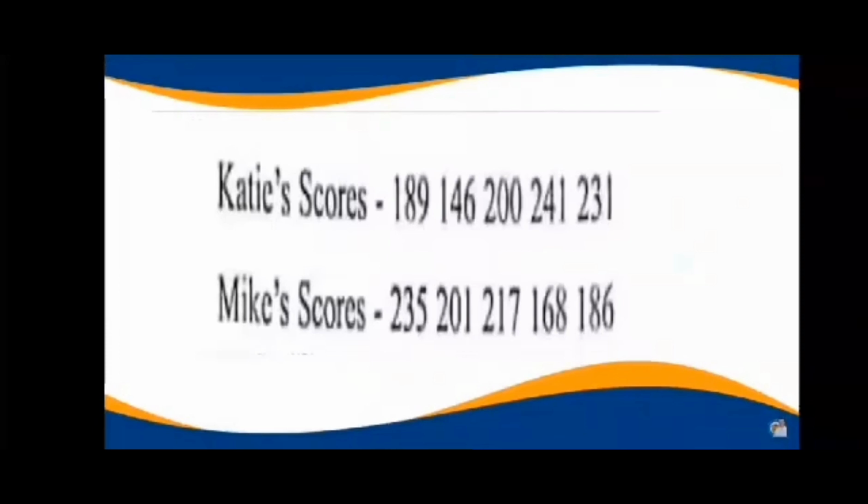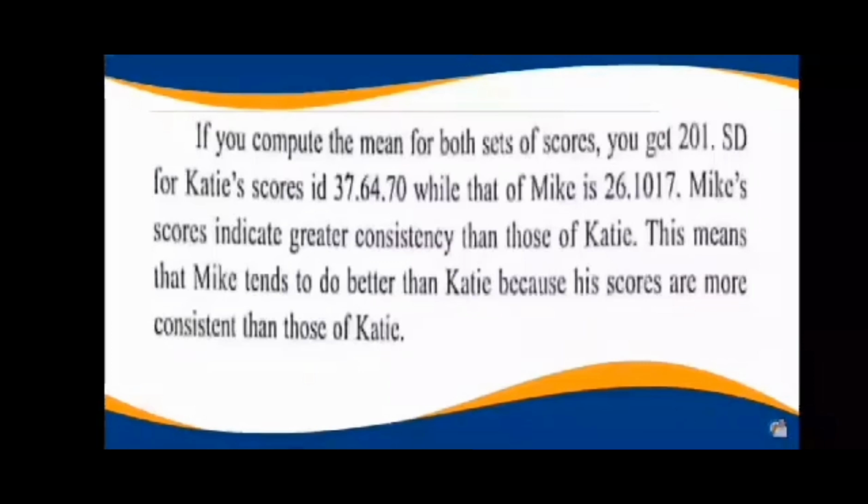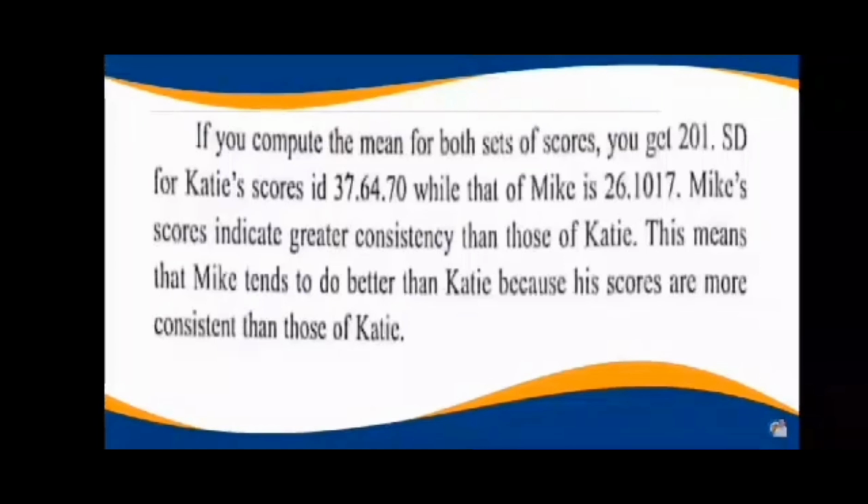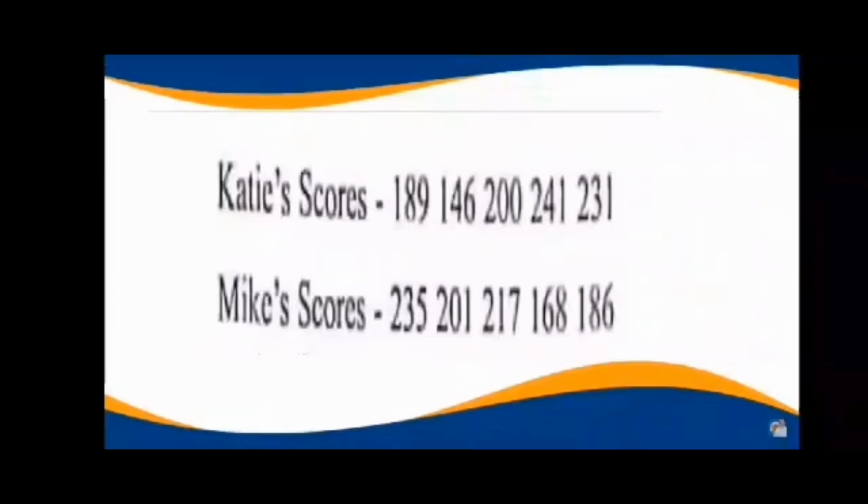So look at the sets of data shown in the slide. These are Katie and Mike's scores during a long test. If we compute the mean of both sets of data, you get 201. But Katie's standard deviation is 37.6470, while Mike's is 26.1017. So using that result, we can conclude that Mike tends to do better than Katie because his scores are more consistent than those of Katie.